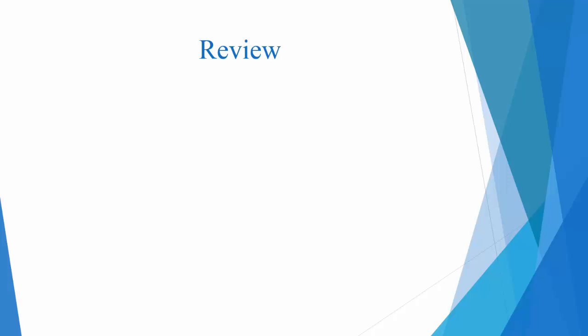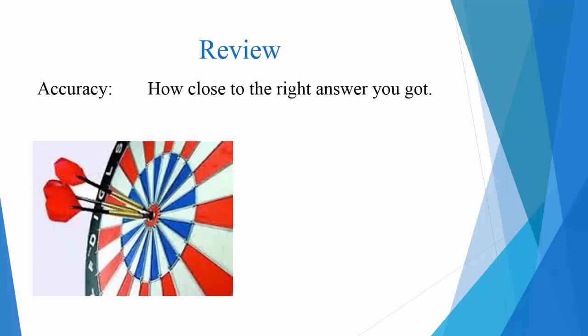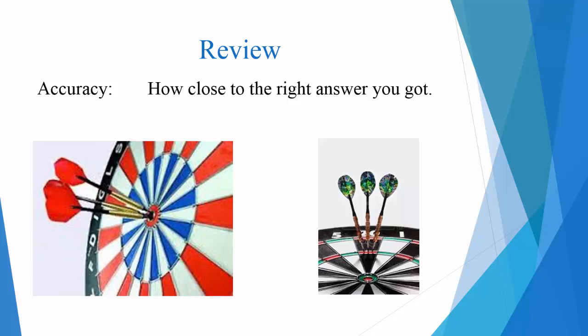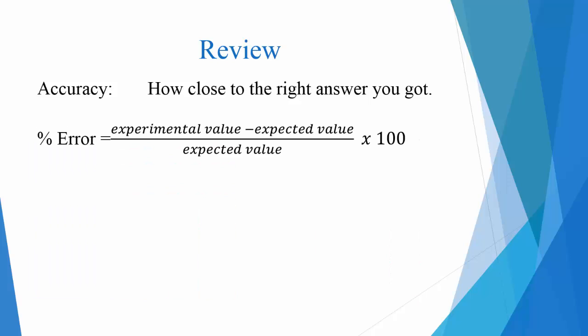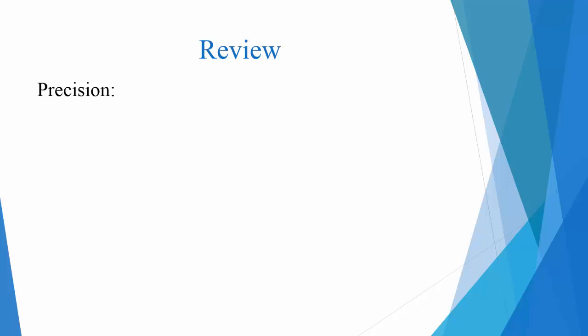So to review all of this, accuracy is how close to the right answer you got. How close to the bullseye. Close or not so close. Percent error, which is the experimental value minus the expected value divided by the expected value times 100, is how we determine accuracy. If the value you get is positive, the experimental value is too large. If the percentage you get is negative, the experimental value is too small.